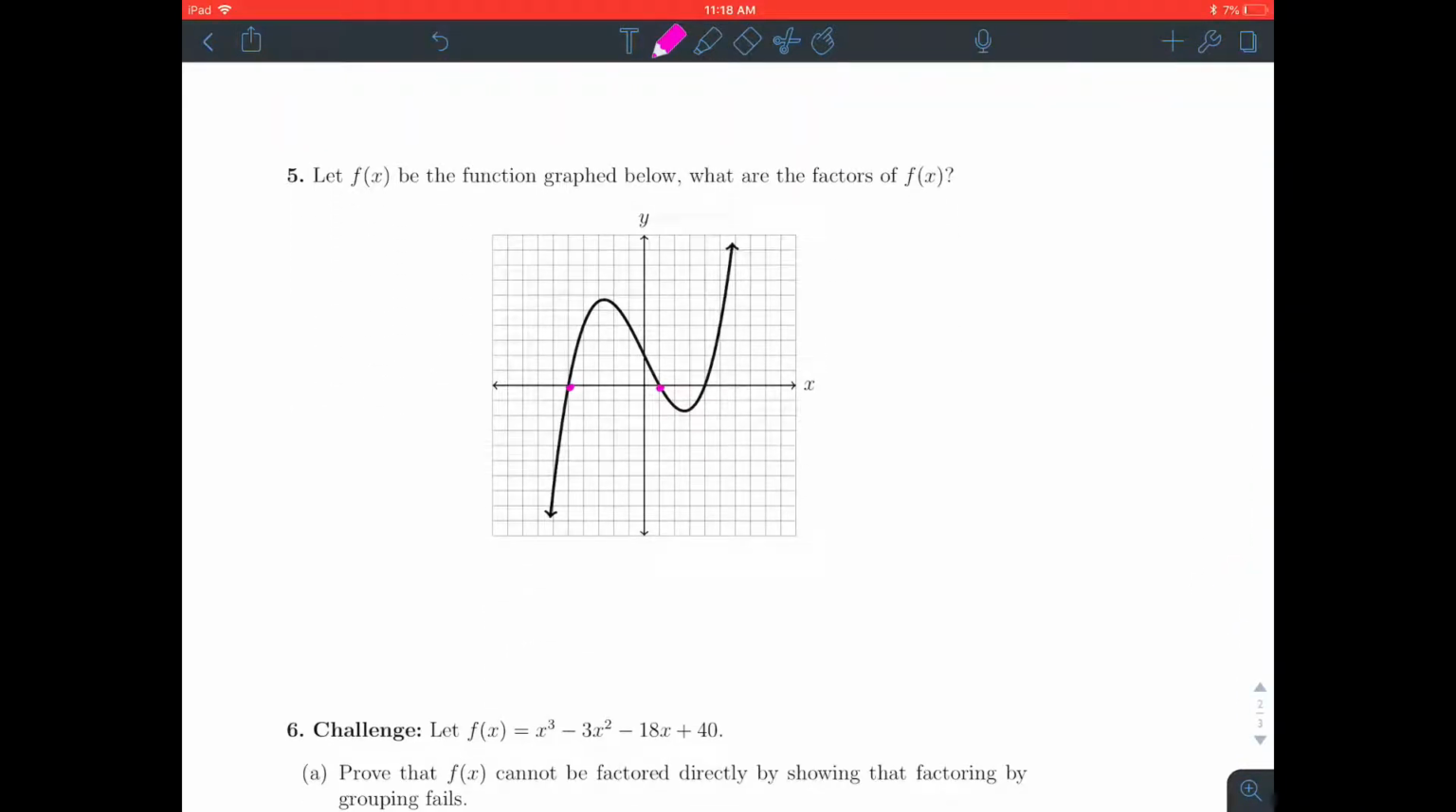Let f of x be the function below. What are the factors of f of x? So the factors of f of x, we've seen in a previous unit, are going to correspond to the x-intercepts. So this is a special case of the factor theorem where we use the graph. So we have negative 5, positive 1, and positive 4.